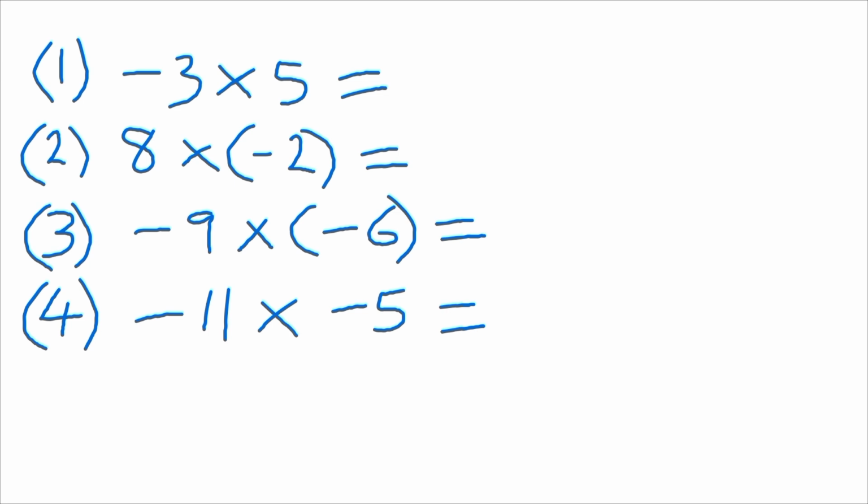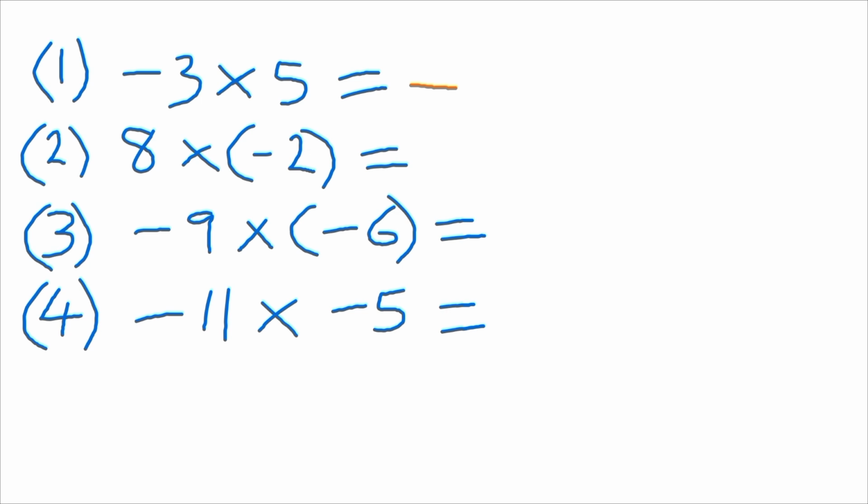Now in multiplication and division, once their signs are the same, your answer will be positive. But once their signs are different, your answer will be negative. Don't forget, when your signs are the same, your answer will be positive. But when your signs are different, your answer will be negative. So I have negative 3 and positive 5 here multiplying each other. So their signs are different. So that means my final answer will take the negative sign.